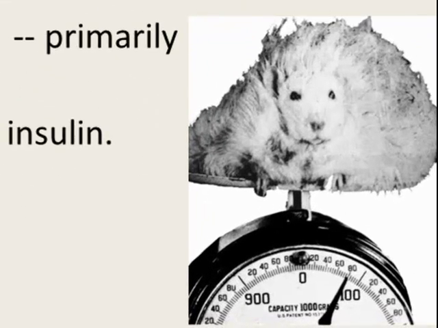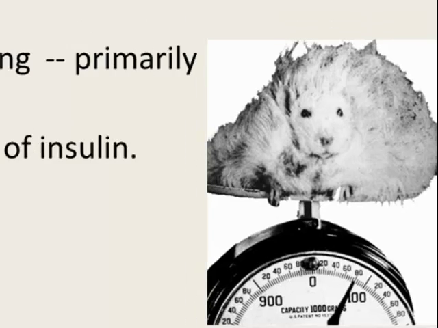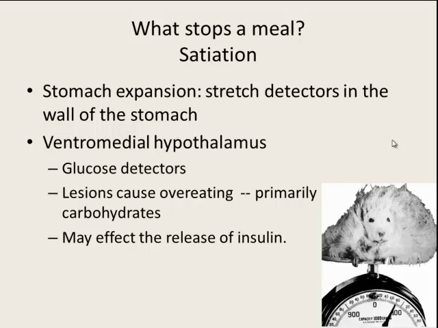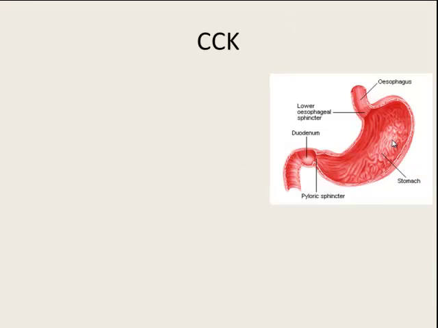So here's a rat, it's a big rat, that had its ventromedial hypothalamus lesioned. It didn't know when to stop eating. Okay, so if you lesion that, you have overeating, especially of the carbohydrates. It may affect the release of insulin and all those kinds of things. You also have a hormone called cholecystokinin, or CCK. So let's talk about this hormone.